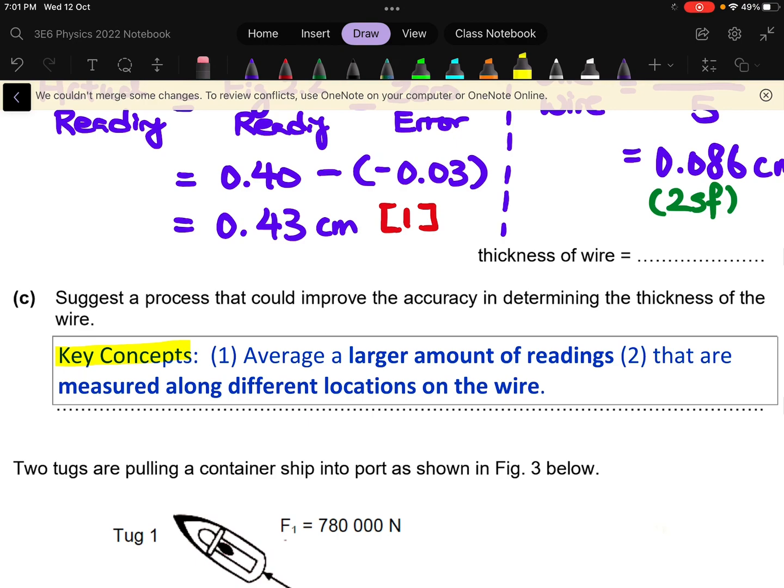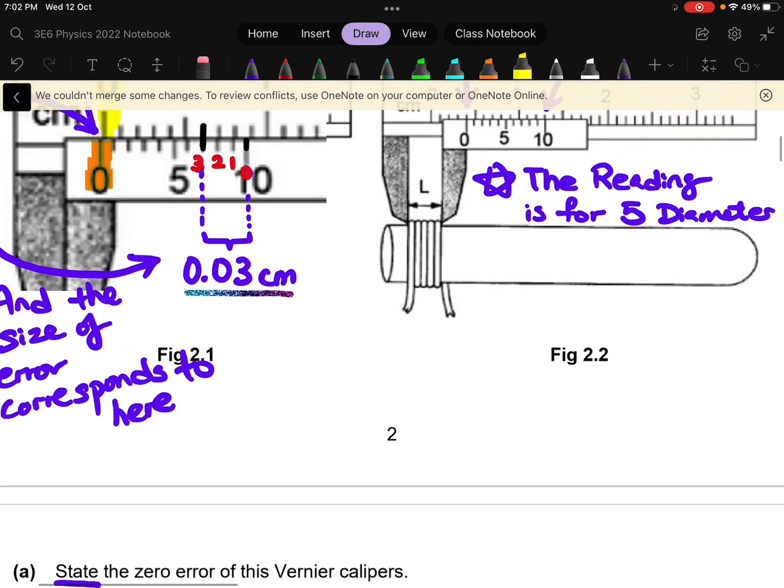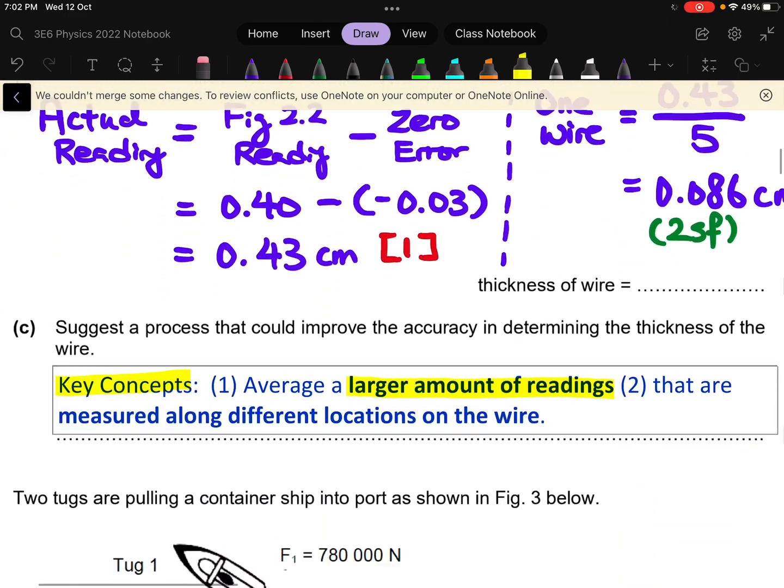Number one is that the improvement should consist of an even larger number of readings. So for example, if you are taking 5 diameters like that, maybe you should try it with 10 diameters or even 20 diameters.